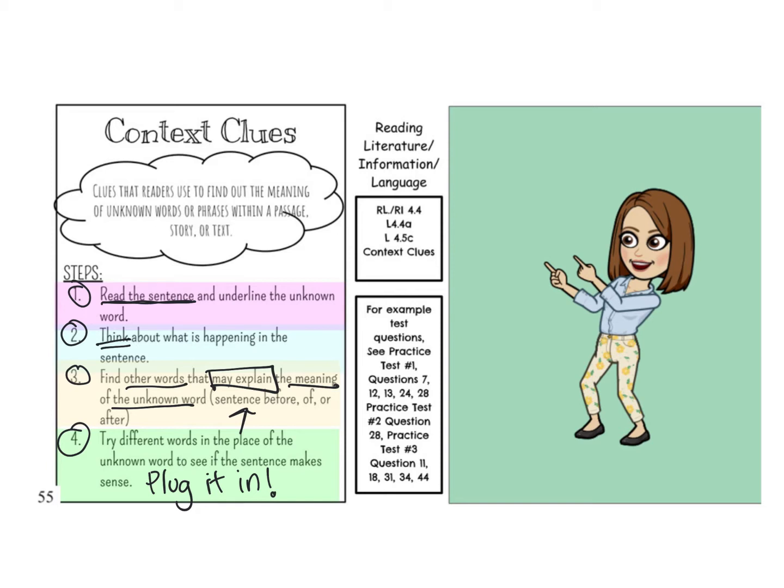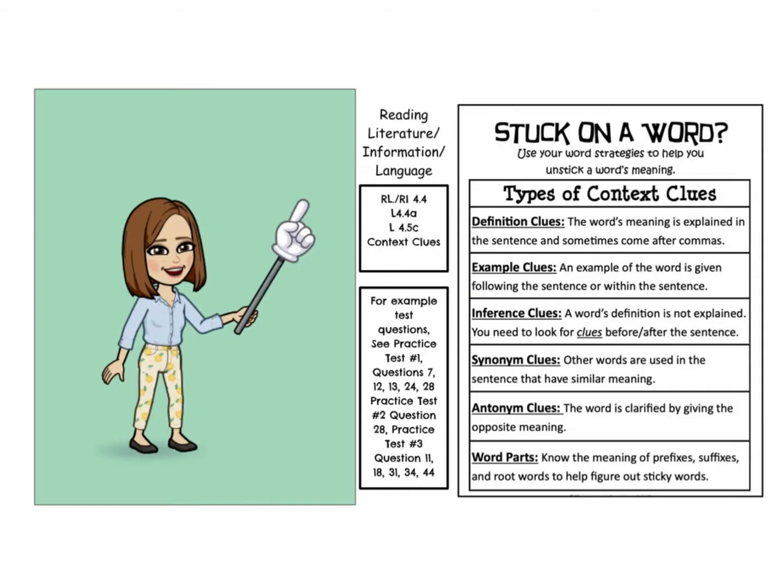So I'm noticing I have 4 different steps. I'm going to read the sentence. I'm going to think about what is happening. I'm going to find other words in the word or around the word that might help me. Those are called context clues. And then I'm going to try to plug in a different word that might mean the same. We call that a synonym. Another word that means exactly the same.